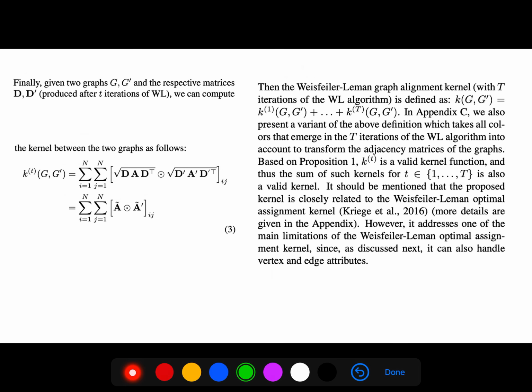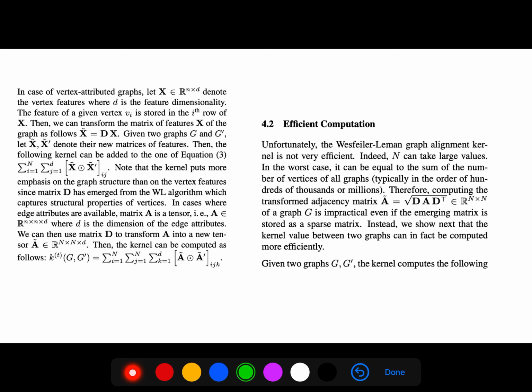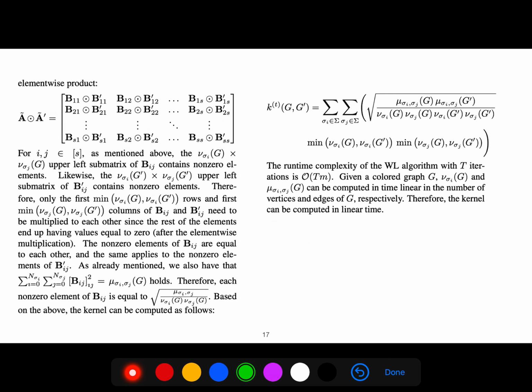So here they compute the kernel between the two graphs. The WL graph alignment kernel with t iterations of the WL algorithm is defined here, because it's t iterations of the WL algorithm. We take this into account to transform the adjacency matrices of the graphs. They also explain an efficient way of calculating that.